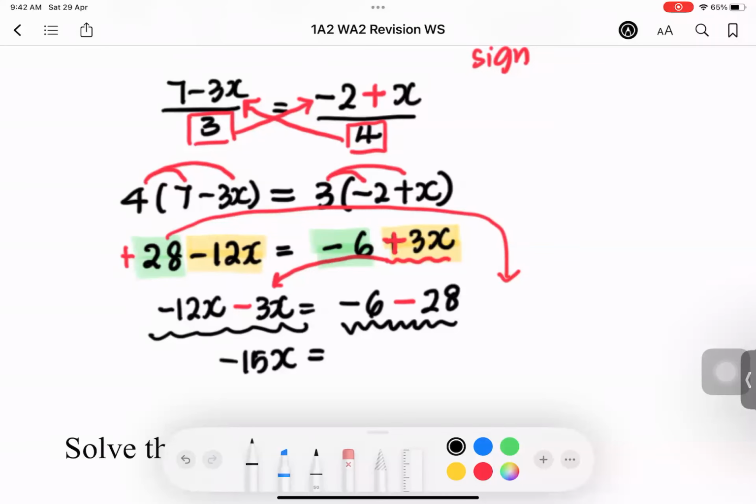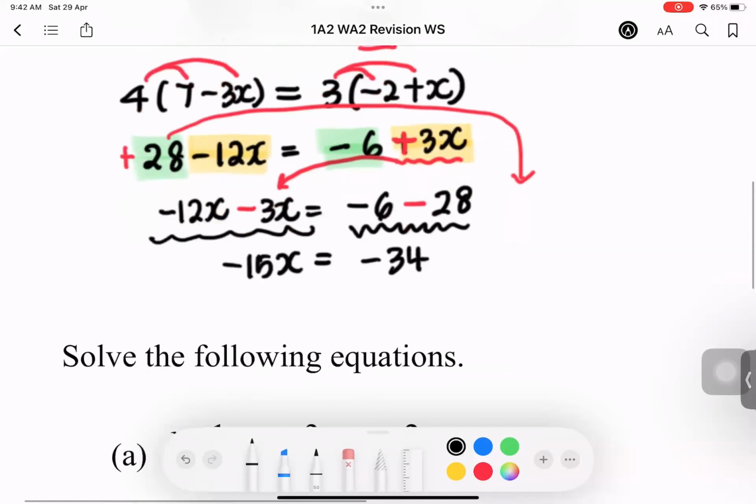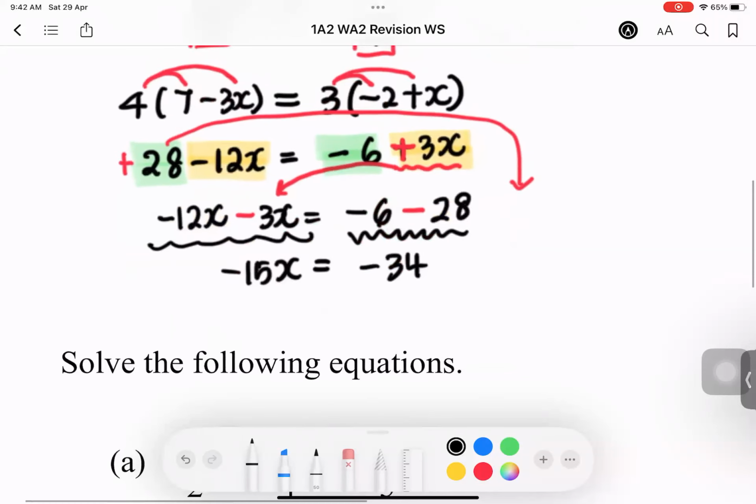Negative 34. -34, okay, very good. Next person, Nicholas, I don't want a negative sign. I don't want -15. What can I do? Divide by what number? 15. Negative 15. Yes, I divide by -15.